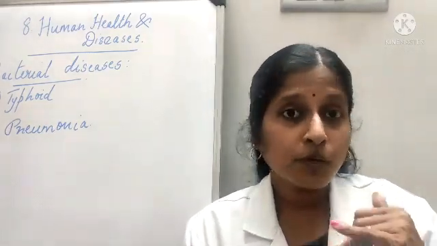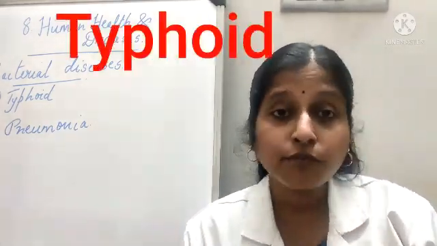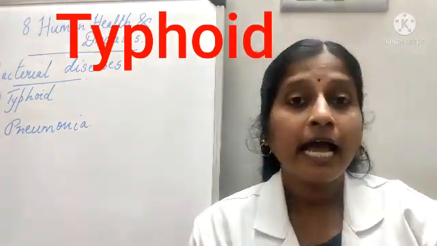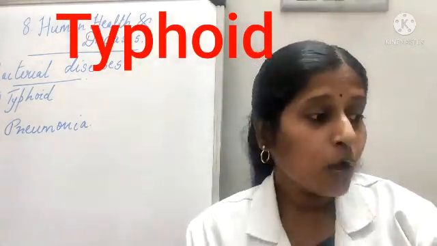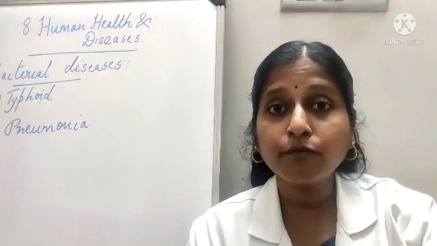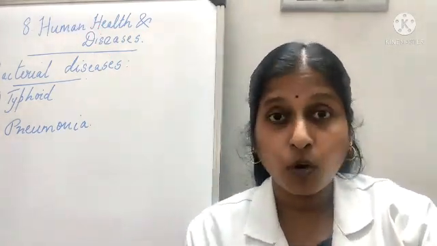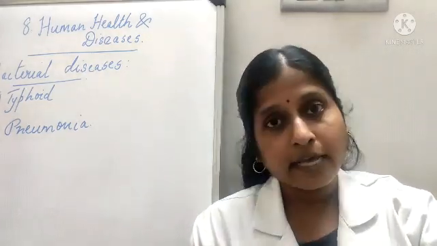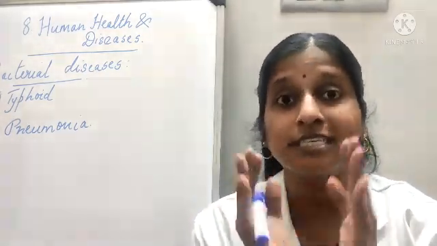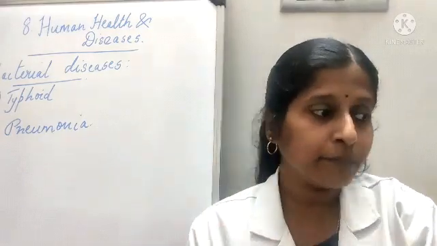Understood. So with this, we are moving on to the first disease. What is the name of the first disease? It is typhoid. Okay, and it is caused by a bacteria. Now, what is the name of the bacteria which is causing this disease? This is caused by a bacteria called Salmonella typhi. So who is the bacteria which is causing it? It is Salmonella typhi. Okay.